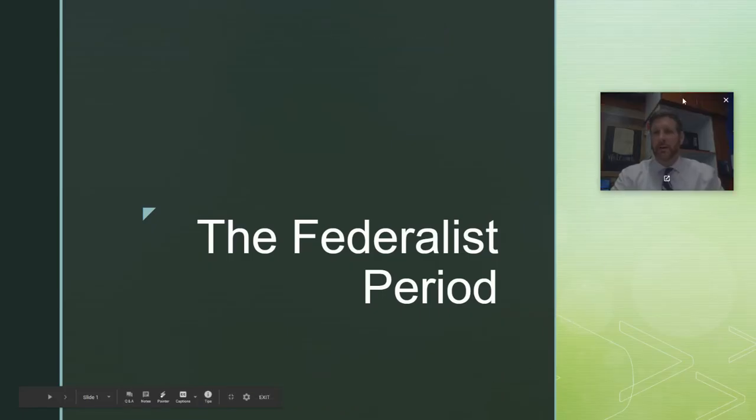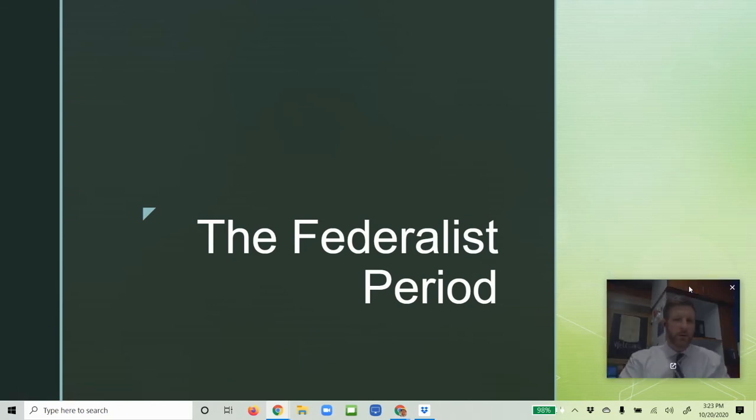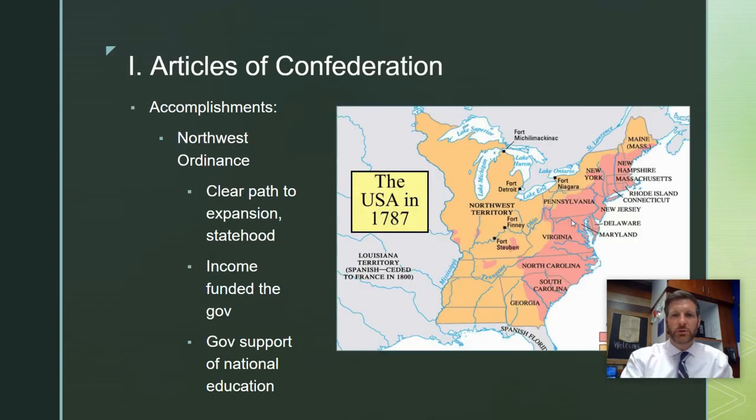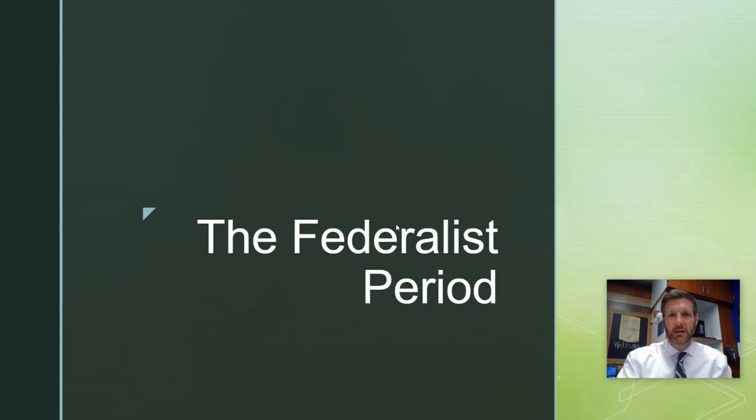We are going to be talking about the Federalist period, specifically the first two presidents. Whoa, slides are excited to get going. The first two presidents, George Washington and John Adams.